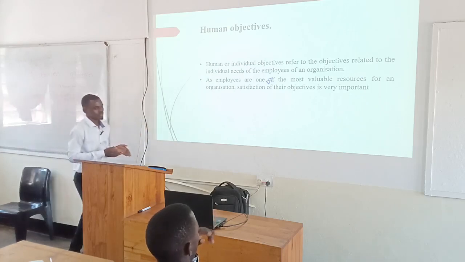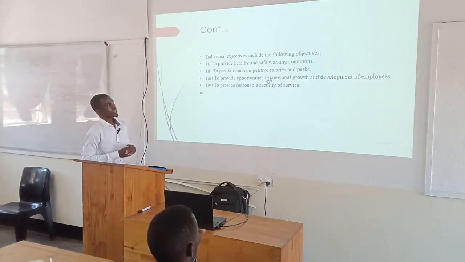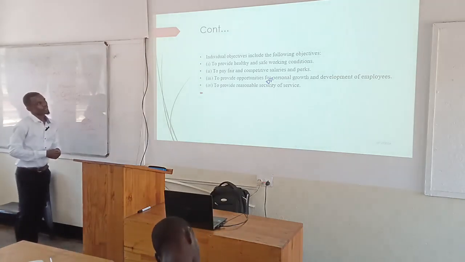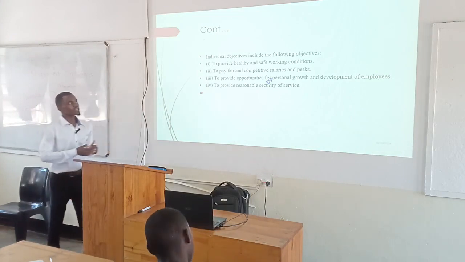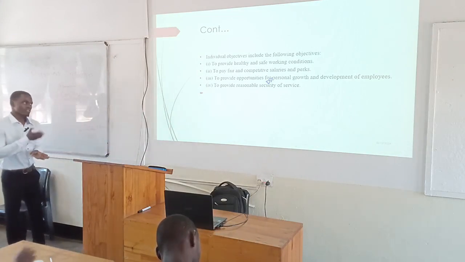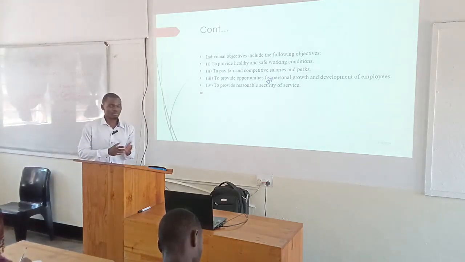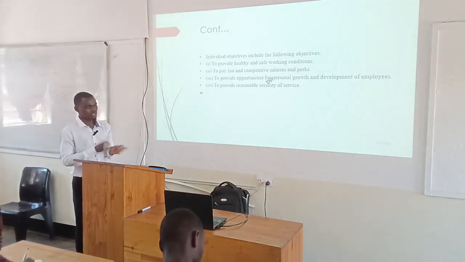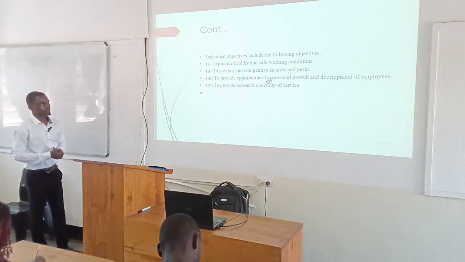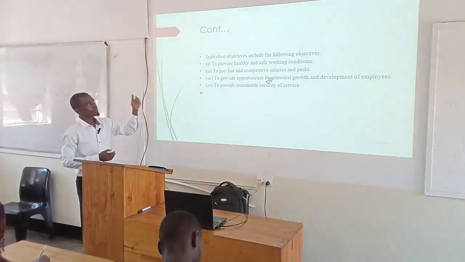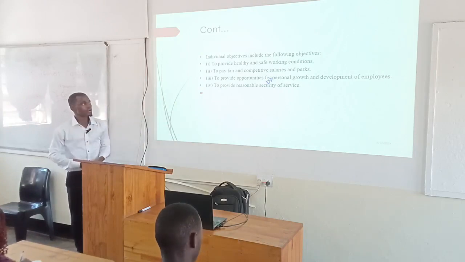So that's the human objectives. Everything on human objectives is concerned with meeting the needs of employees. So the first one is providing healthy and safe working conditions. Employees need safe working places, so the organization has to make sure that it's providing a working environment which is safe. For example, the working materials have to be safe, and everything regarding the workplace has to be safe. By providing that safety, the organization is meeting the needs of employees within the organization.